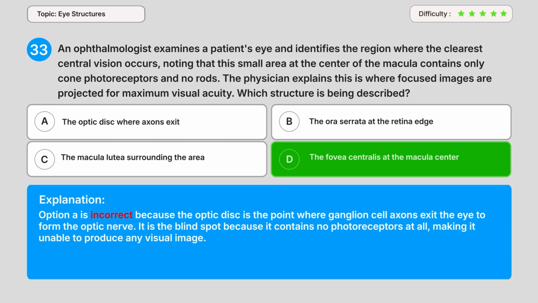Option A is incorrect because the optic disc is the point where ganglion cell axons exit the eye to form the optic nerve. It is the blind spot because it contains no photoreceptors at all, making it unable to produce any visual image.